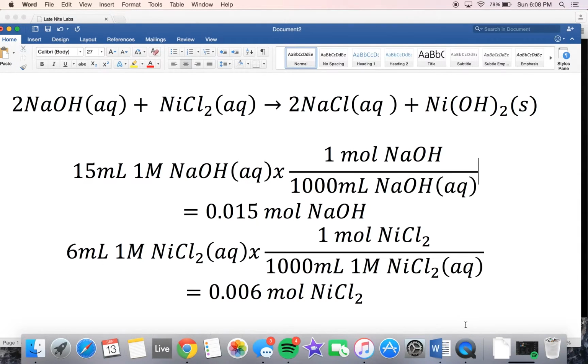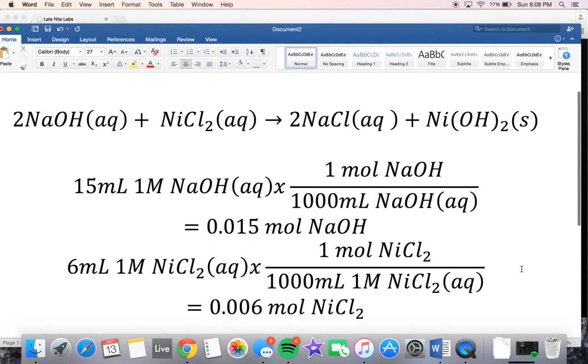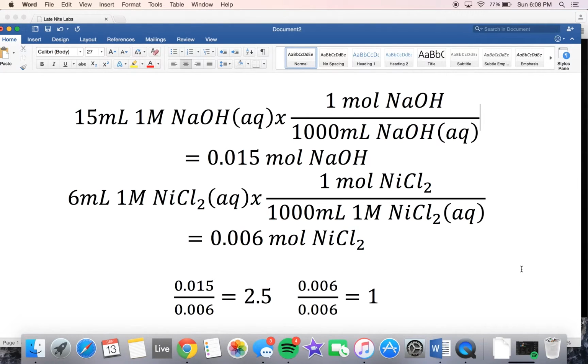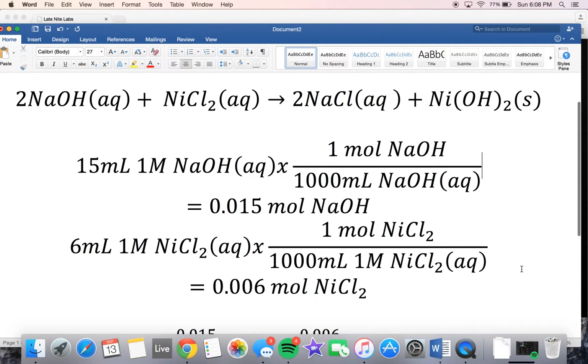Now in front of you, you see the correct equation for this chemical reaction, and we have also calculated the molar amounts of both NaOH and NiCl2 that we added. Now the ratio for this, if there was no excess and no limiting reactants, would be 2:1 NaOH to NiCl2, because there's 2 moles of NaOH for every mole of NiCl2.